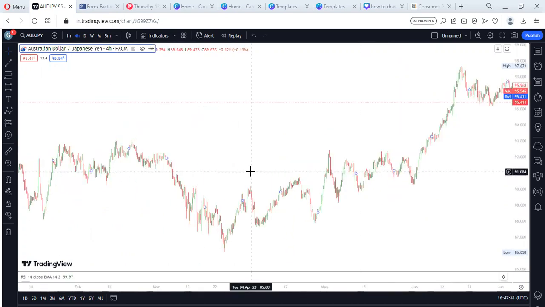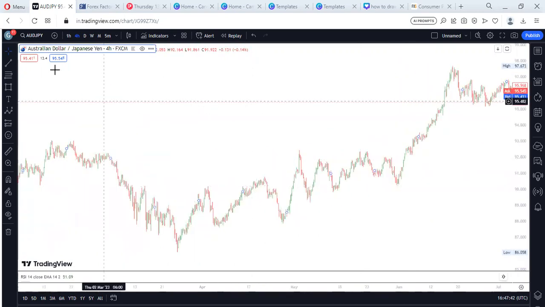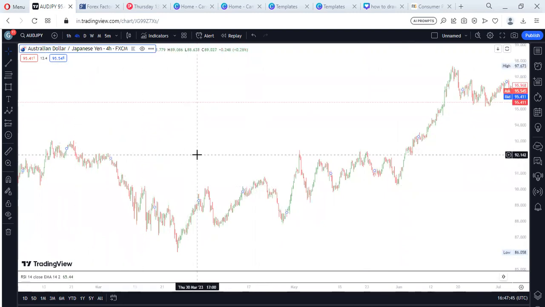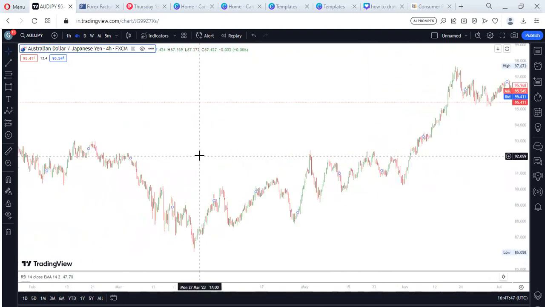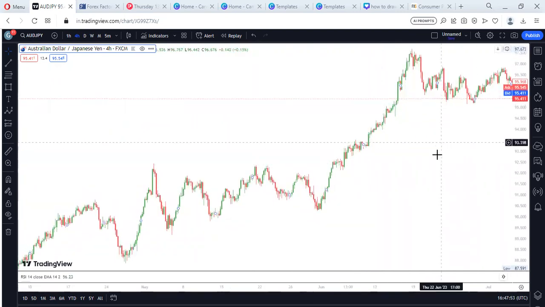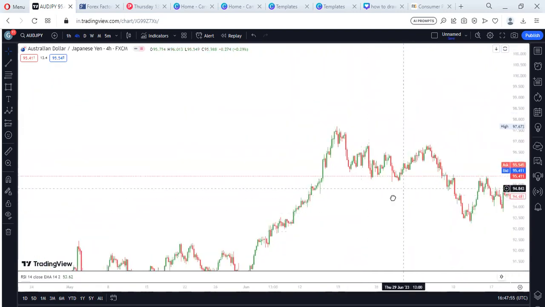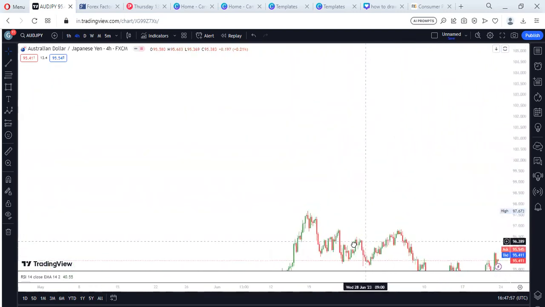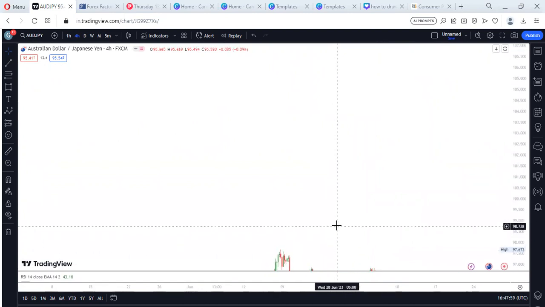Okay, this is on the chart. This is AUD JPY. So first of all, in drawing a trend line, we have to know some basic things about the market. First of all, the market has three trends.